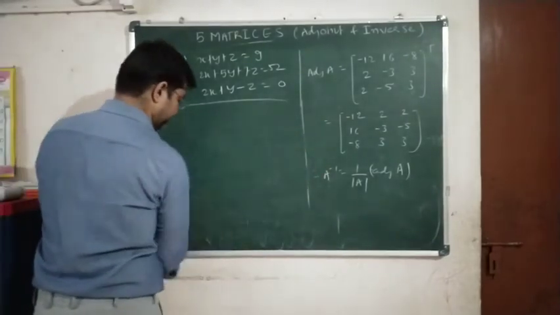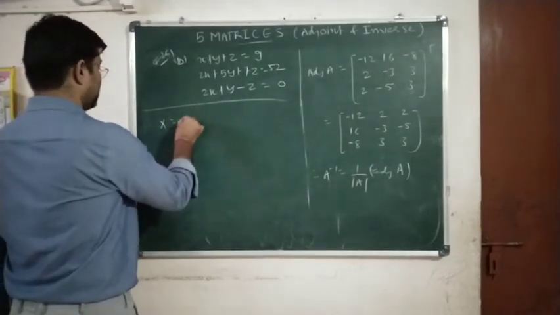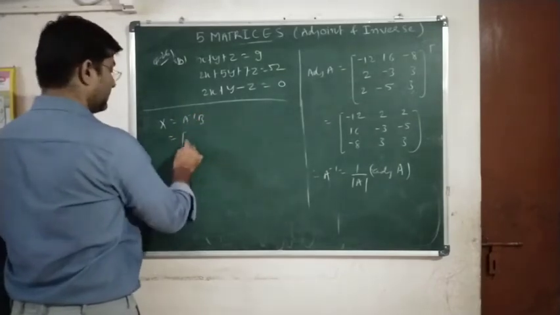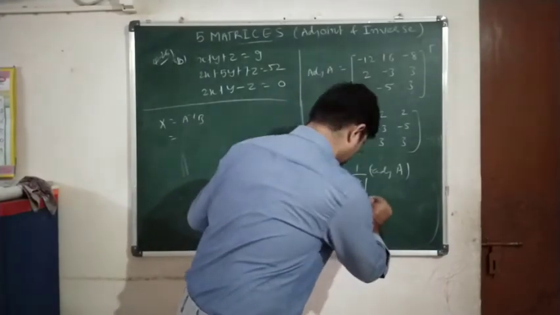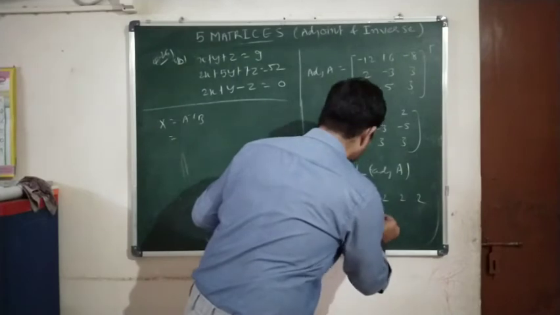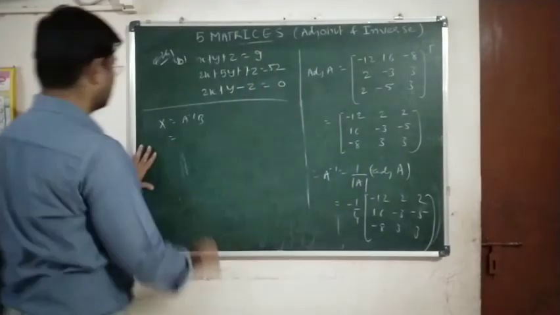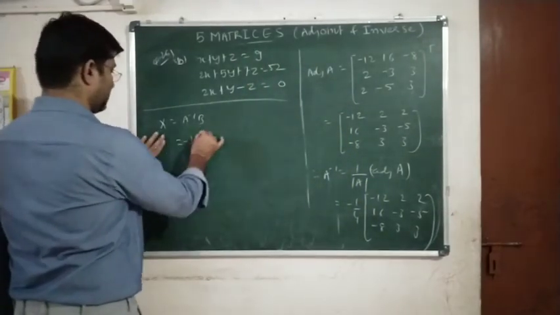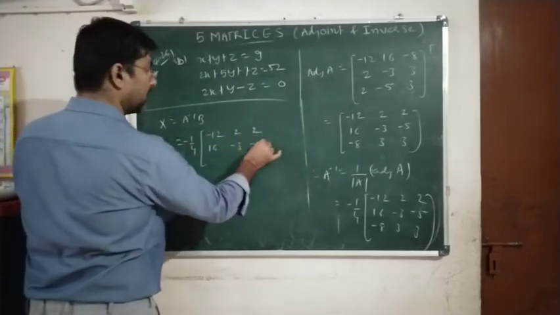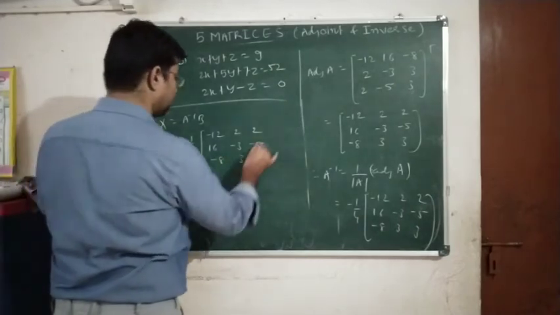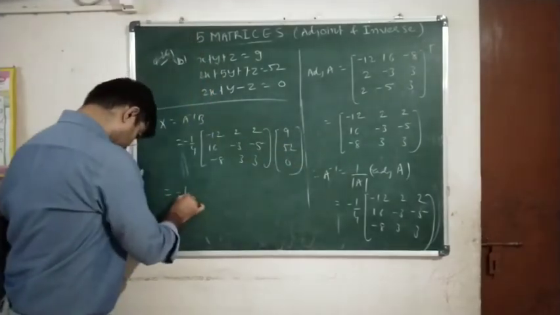So now X is equal to A inverse B. So what is A inverse? Let me write it down: minus 1 upon 4, into the matrix minus 12, 2, 2, 16, minus 3, minus 5, minus 8, 3, 3, multiplied by 9, 5, 0.